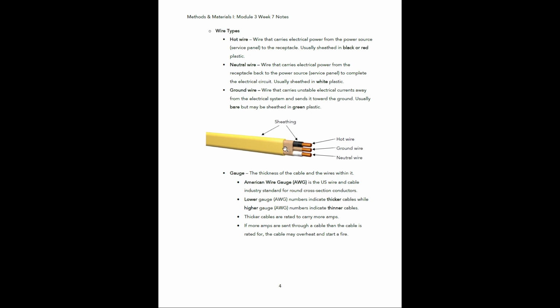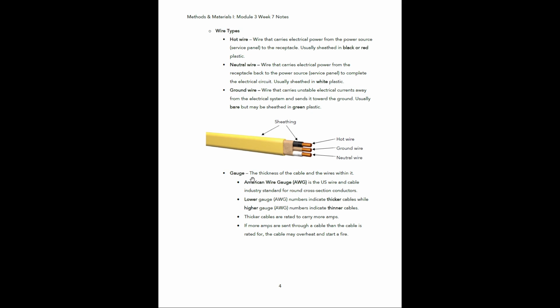And then once it gets to the receptacle, the electric has to have a way back to the power source. So it has to find a way back to the main service panel. Okay, and that's what the neutral wire is for. After the power has been run through the receptacle, it's going to go into the neutral wire and it's going to run all the way back to the power source. All right.